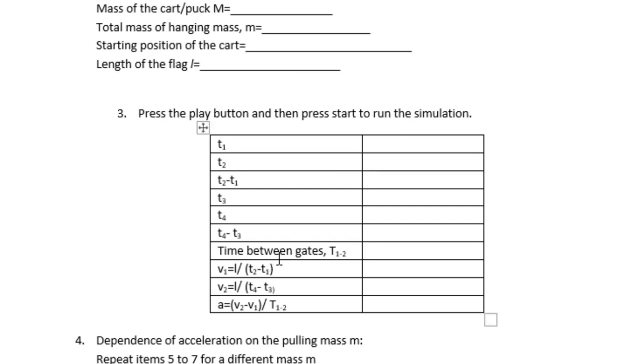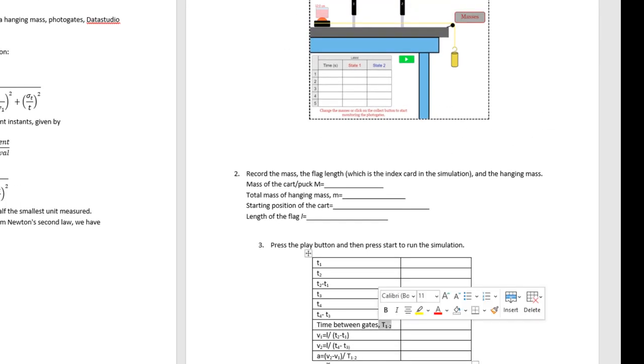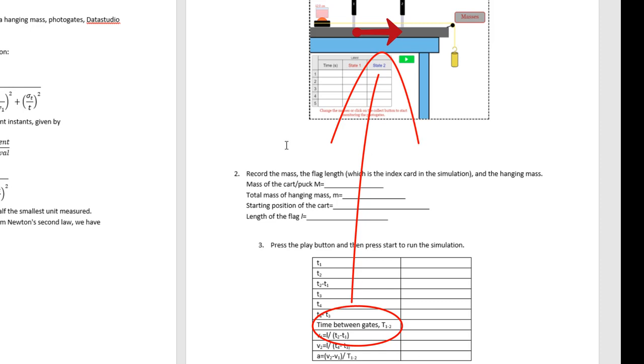Now, what's very important also is knowing your time between your photo gates. This big T value here that you see actually corresponds to the time between the gates. So you know the time that this index card was in the photo gate, the length of time. You also know the time that it came into the photo gate and the time that it left the photo gate. So these times are very important to see what's the time between these gates.